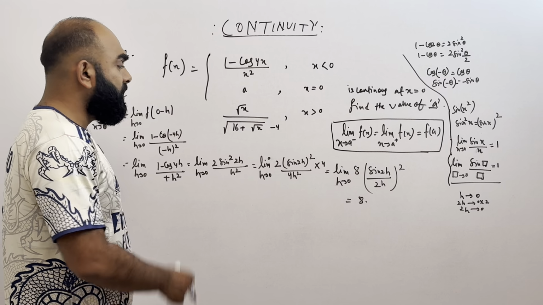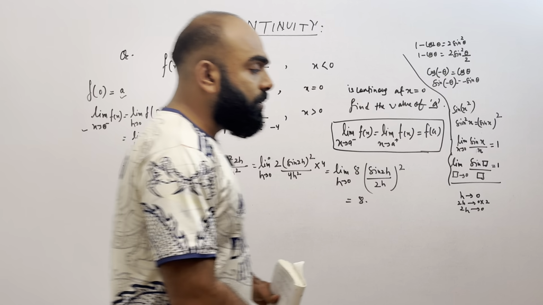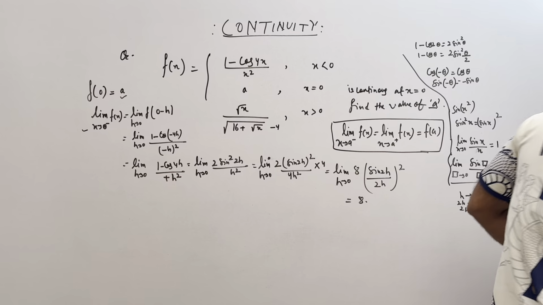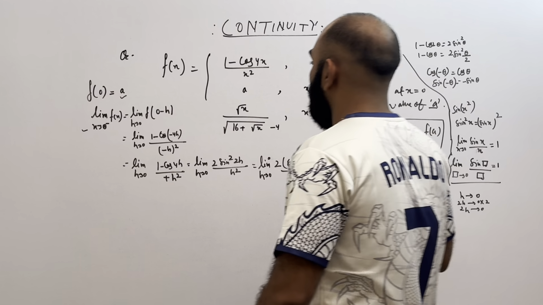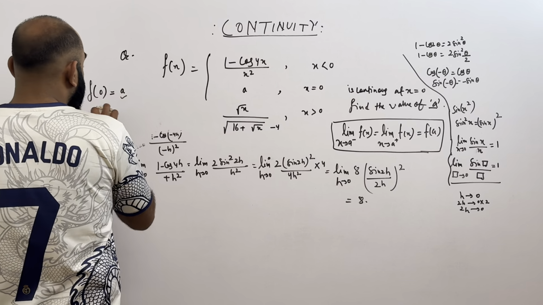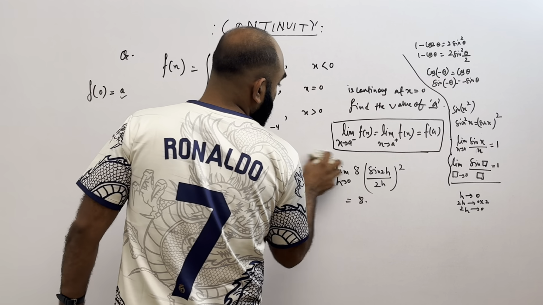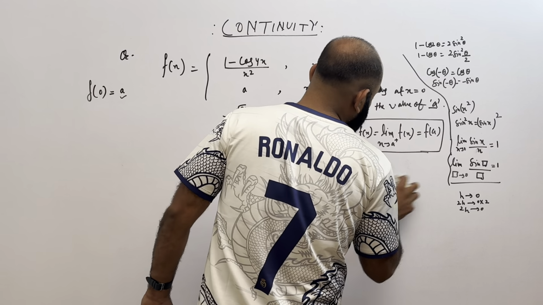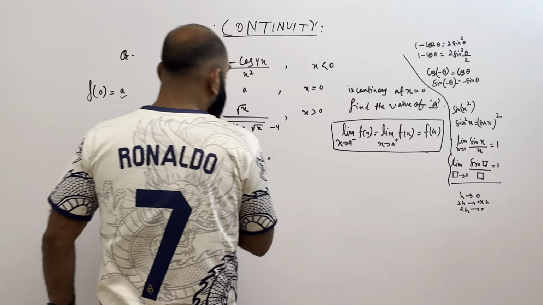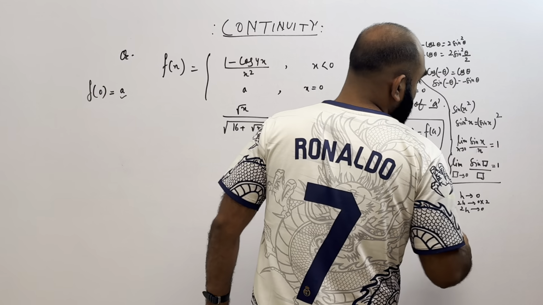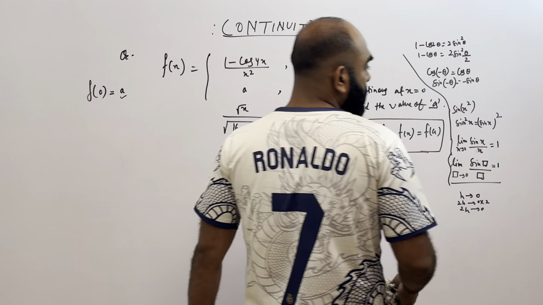Can I remove this one? Is it possible? Yes sir. Just remove this one, sir. I am removing this part. The limit x tends to 0 minus value is 8 only, sir. I think you have written all these things.